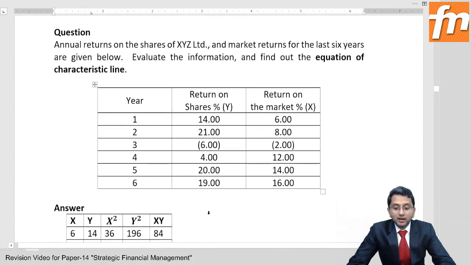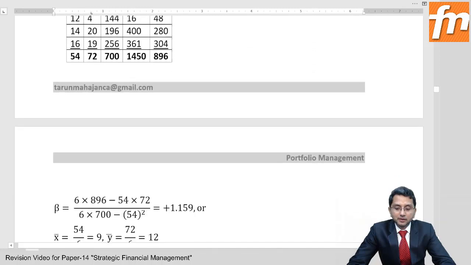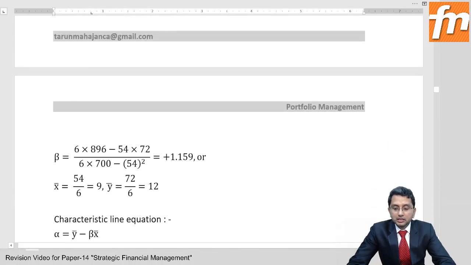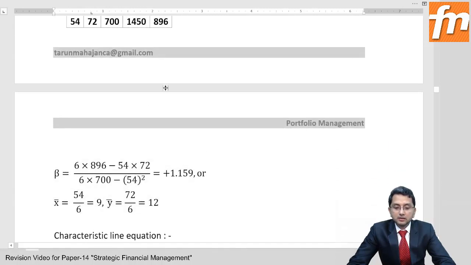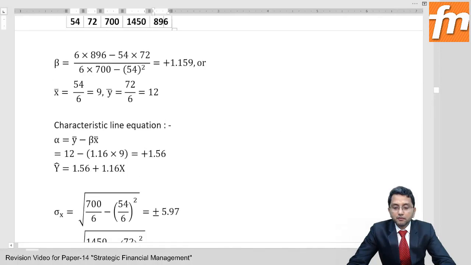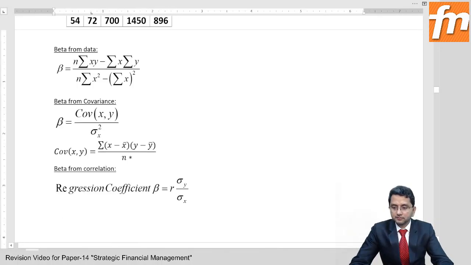How do I calculate it? What is the formula? So my dear friend, this is the formula. I'll show it to you. So these are the various formulas for calculation of beta.